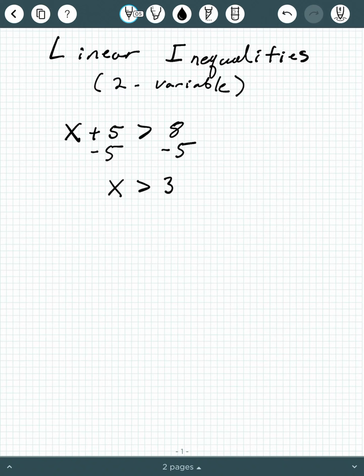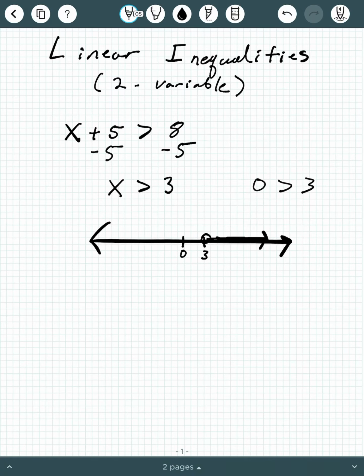So let me just sketch that on our number line. If 0's here, we'll go 1, 2, 3. And because x is greater than 3, we'll put an open circle. Then our shaded section is going to the right where the numbers are bigger than 3. In that case, it was obvious, but you can always use a test value to see which way to shade. For example, if I had plugged in 0 for x, I would have 0 is greater than 3. We know that is not true, so I shouldn't shade towards 0.